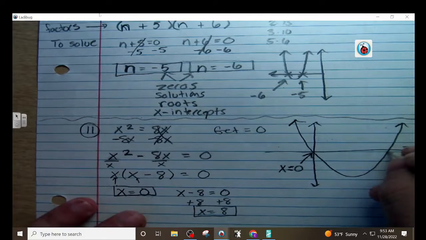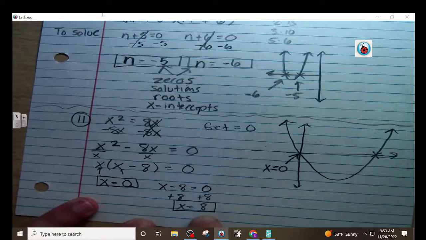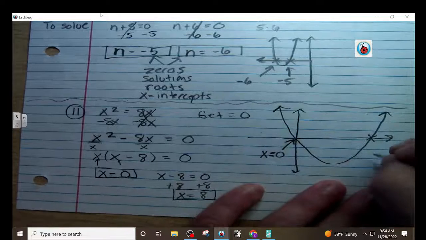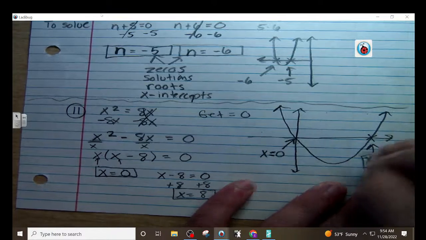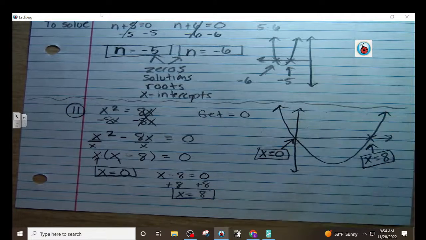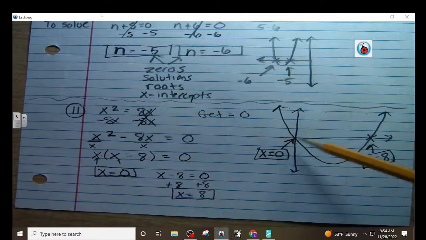And then this solution, guys, is just this positive 8. That's your answer. Okay, so that's what your graph would look like. And remember, when you solve and factor and solve these, you're just finding where the parabola crosses the x-axis.